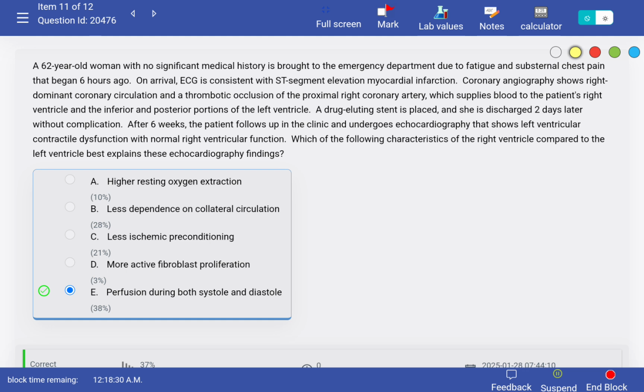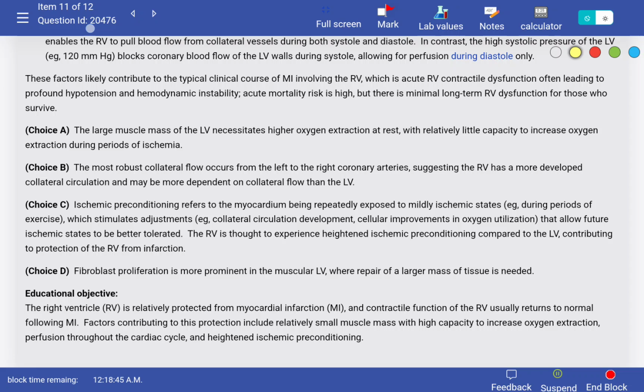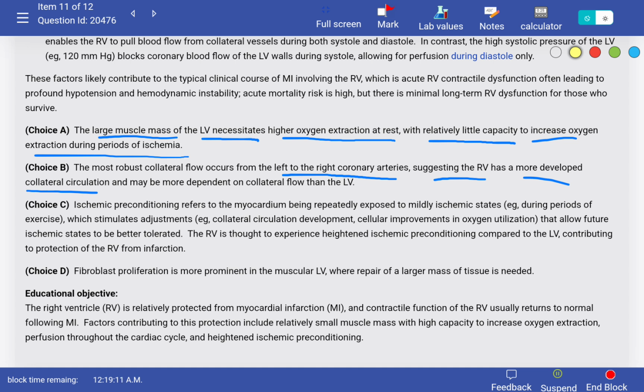Why not option A? They're asking about these characteristics regarding the right ventricle, right? So why not option A? Because the large muscle mass of the left ventricle necessitates higher oxygen extraction at rest, with relatively little capacity to increase oxygen extraction during periods of ischemia. Why not option B? The most robust collateral flow occurs from the left to right coronary arteries, suggesting the right ventricle has more developed collateral circulation and may be more dependent on collateral flow than the left ventricle.